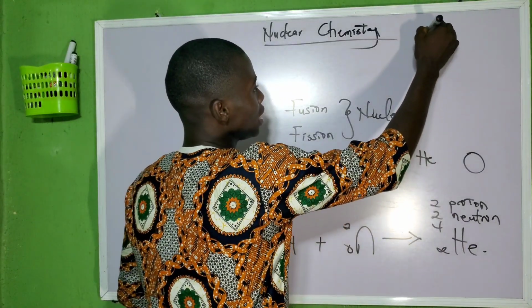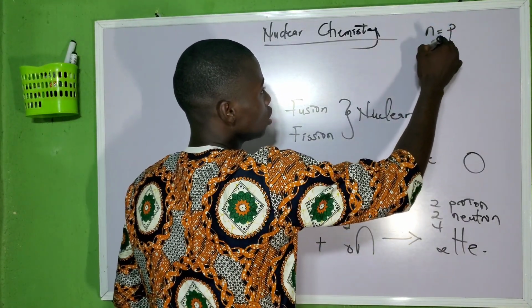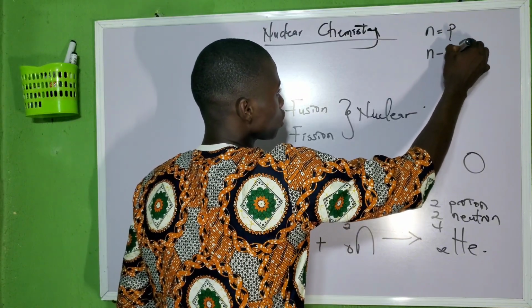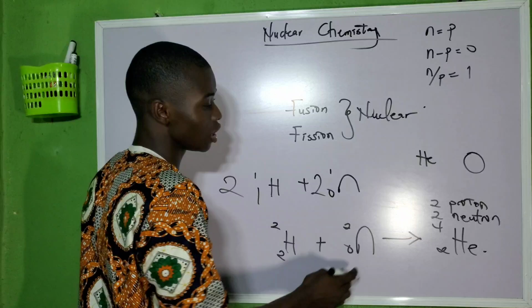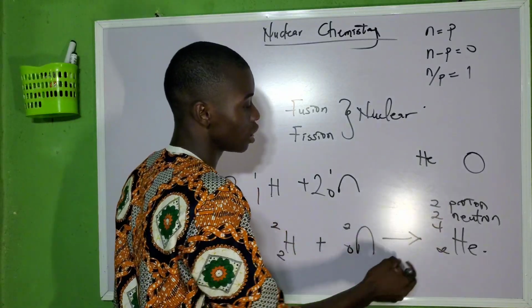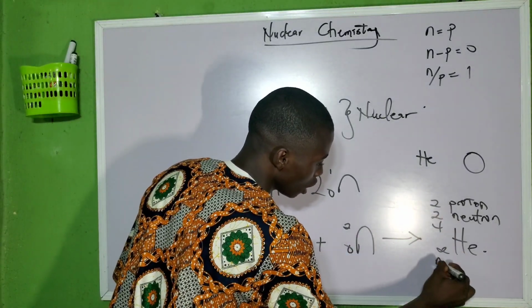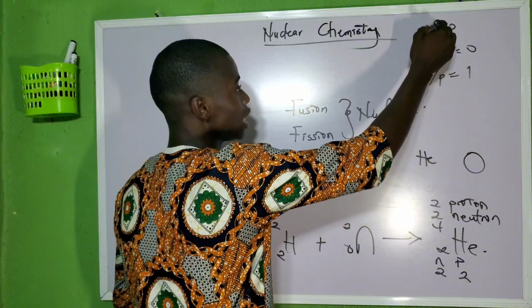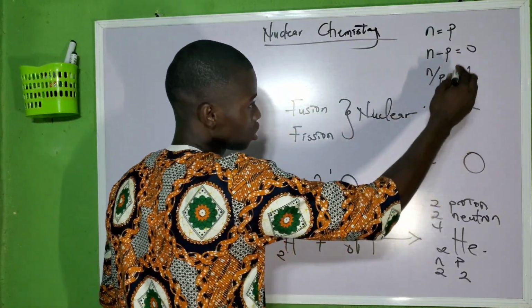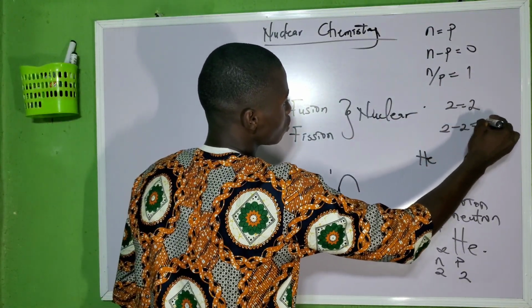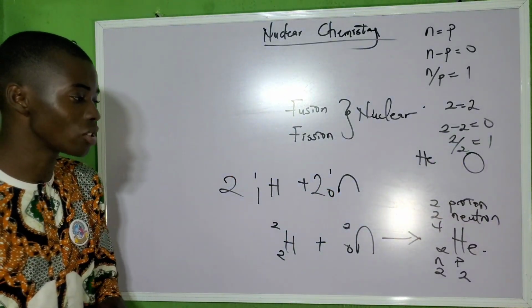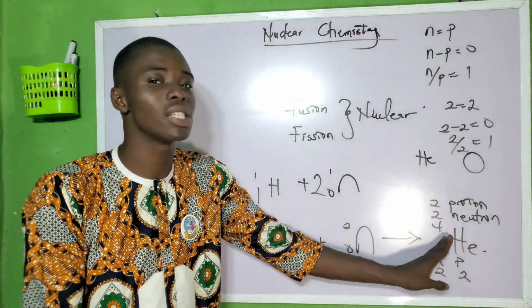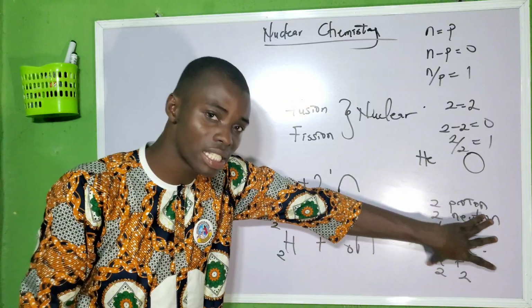The formula is neutron must be equal to the proton. Neutron minus proton is equal to 0, or neutron divided by proton is equal to what? 1. So let's check. What's the value of our neutron? Our neutron here is 2. Then our proton here is 2. So 2 is equal to 2. That's correct. 2 minus 2 is equal to 0. That's correct. 2 divided by 2 is equal to what? 1. That's correct. So helium here cannot disintegrate. It is already stable.